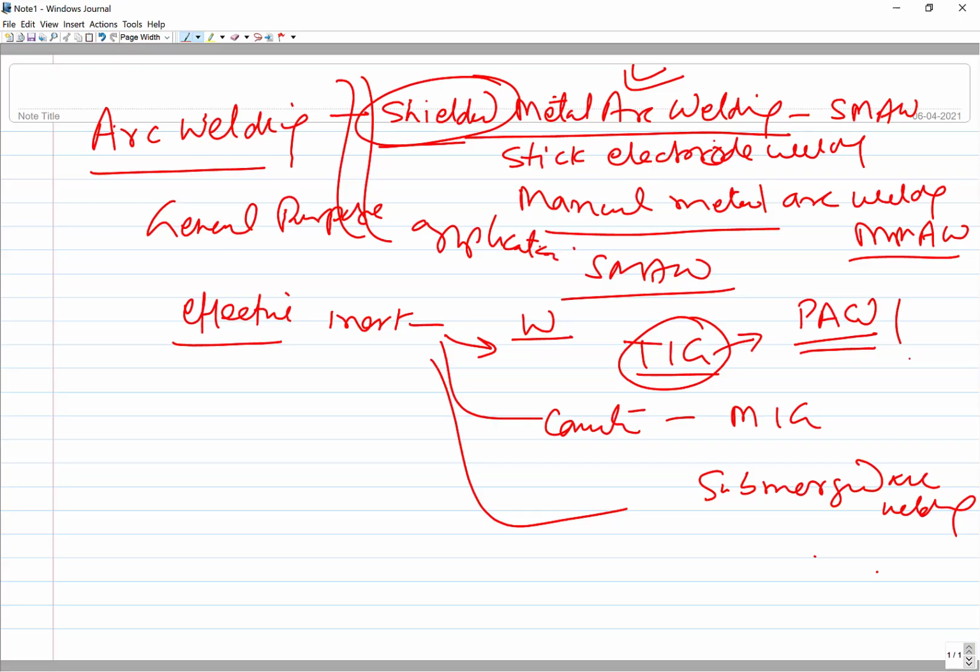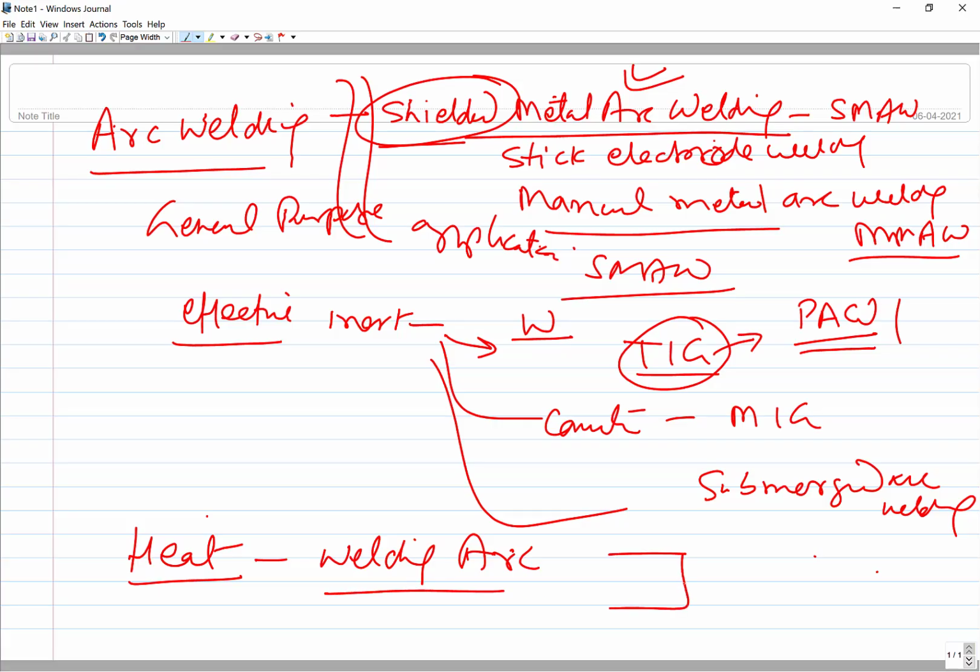In all these arc welding processes, the heat primarily comes from the welding arc, which is used for facilitating the fusion of the faying surfaces. So these are the edges of the plates to be brought to the molten state. The heat of the arc is used for this purpose. In all arc welding processes, heat for melting the parent metals and developing the weld joint is achieved through the arc.